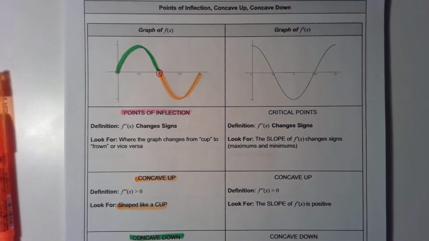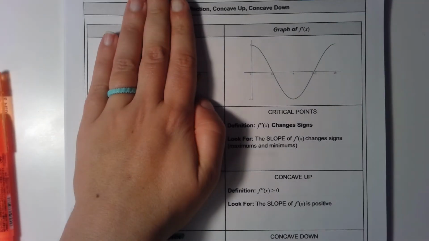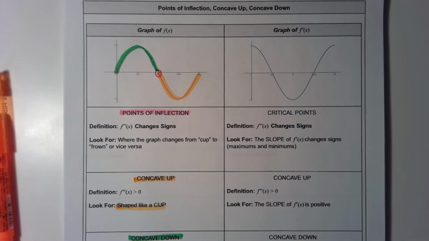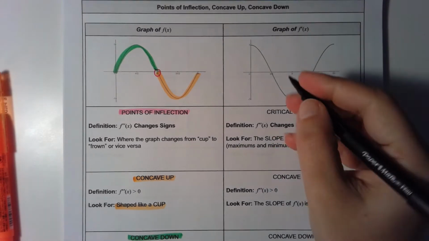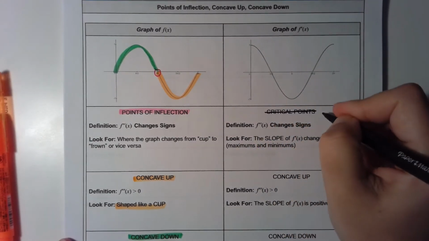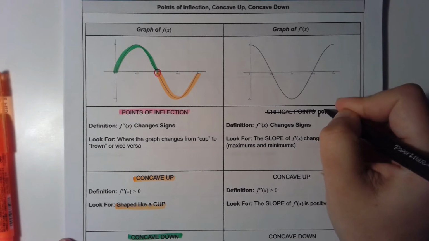Now, how does that compare to what you would look for if instead of having the graph of the original, you had the graph of the derivative? Oops, I'm so sorry, this is a typo. This should say points of inflection.